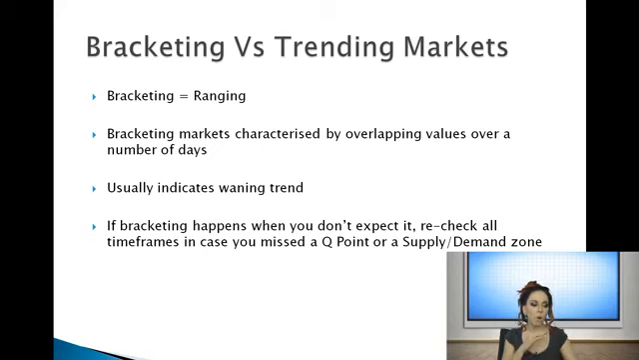So to recap, overlapping values could indicate a waning trend, loss of momentum, and a potential for a reversal. We would then monitor the market for initiative activity to the downside in order to break away from that bracket.